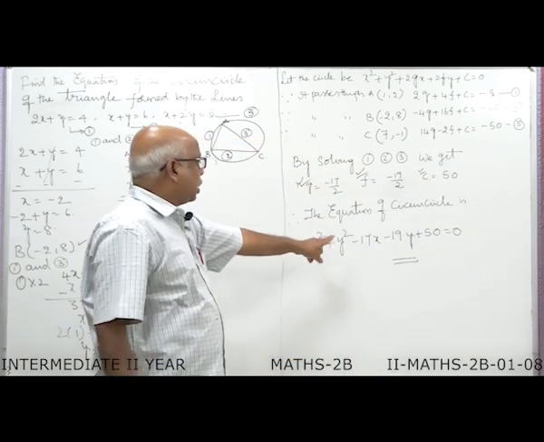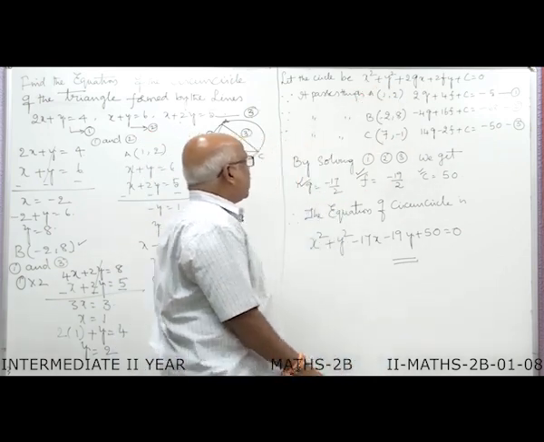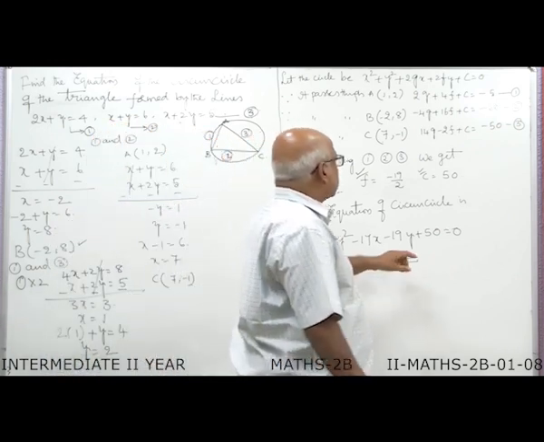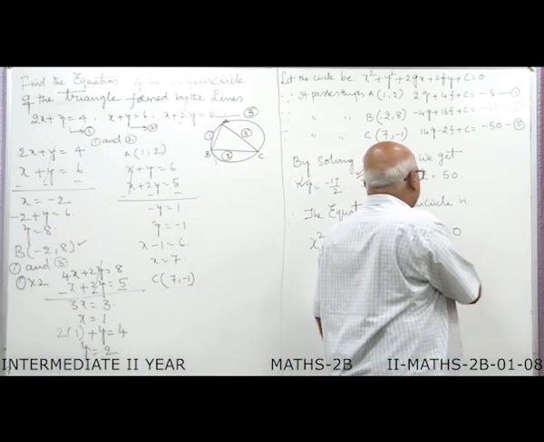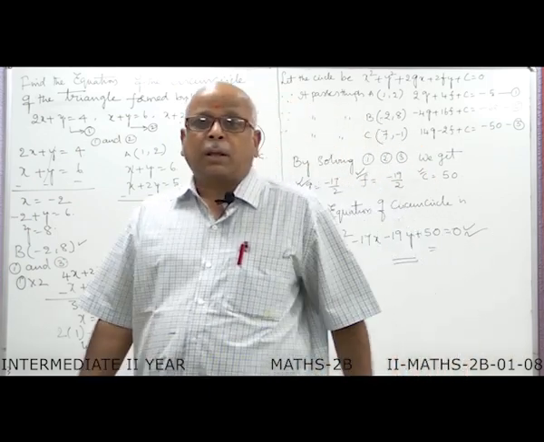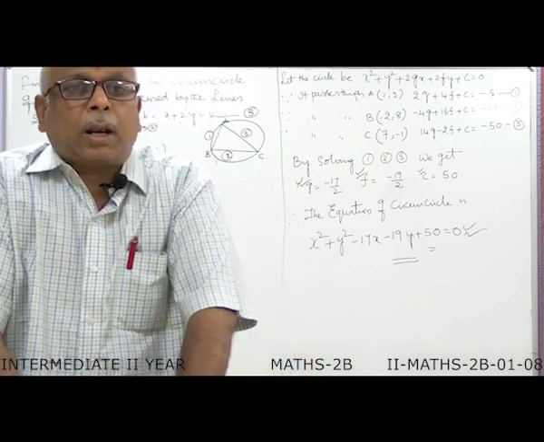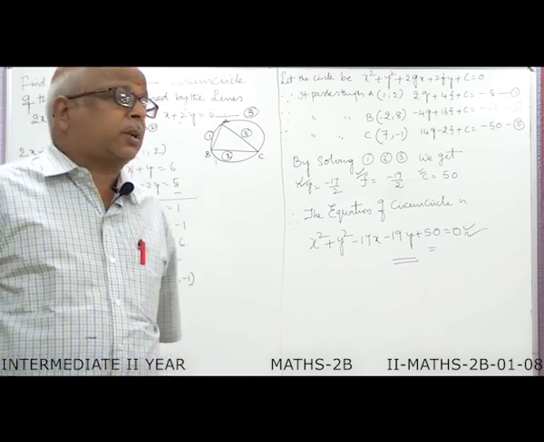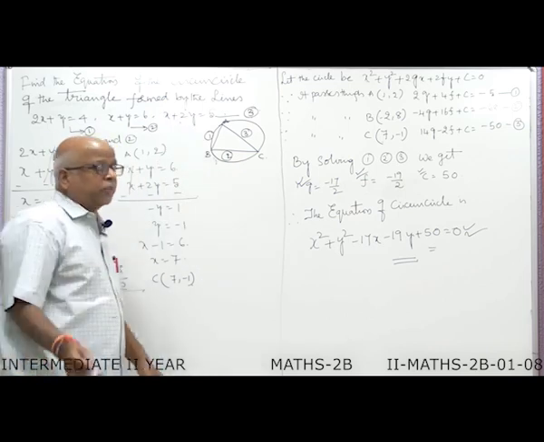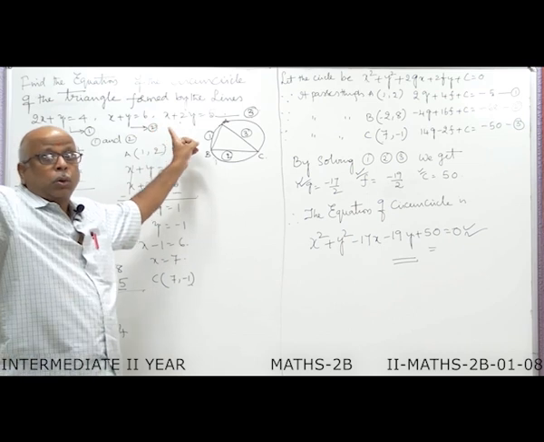Let us substitute g, f, c values in the above equation. What you will get is x square plus y square minus 17x minus 19y plus 50 equal to 0. That is the required equation of the circle, or in other words equation of circumcircle formed by the triangle whose sides are represented by the equations 1, 2, 3.